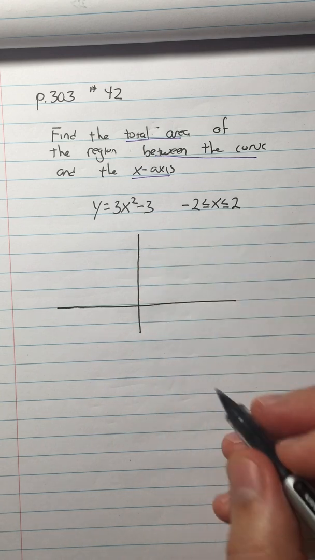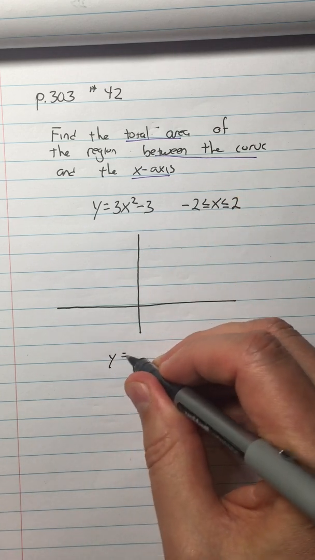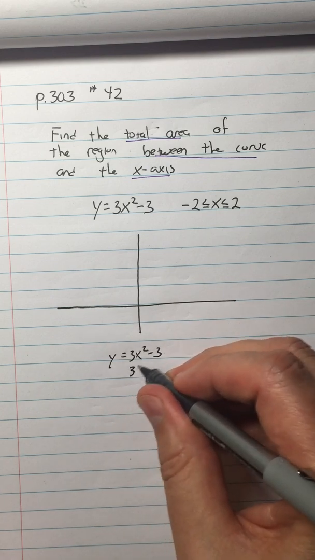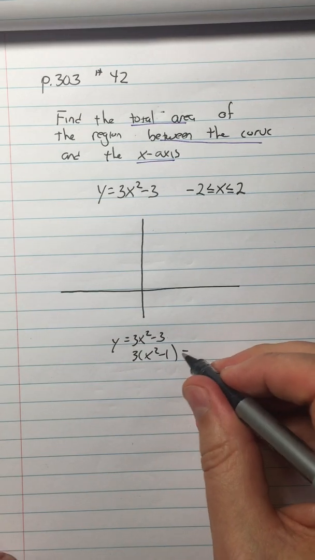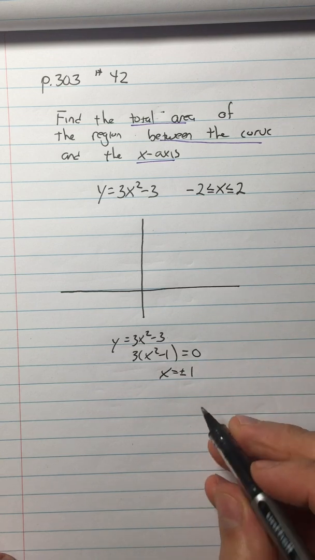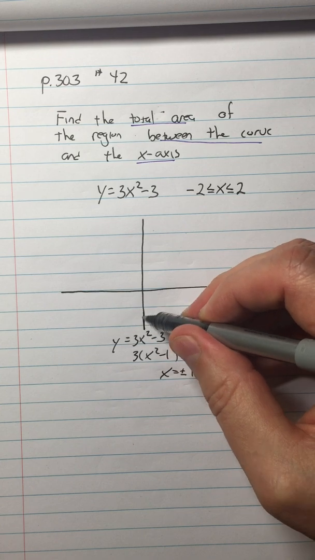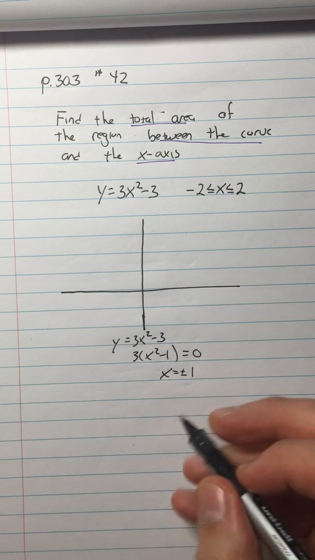All right, let's look at the graph of y equals 3x squared minus 3. I could write that as 3 times (x squared minus 1). So I can look for the x-intercepts of this graph by setting this equal to 0. So I get x equals plus or minus 1. So this graph has x-intercepts plus or minus 1 and a y-intercept of negative 3, and it's a parabola facing up.